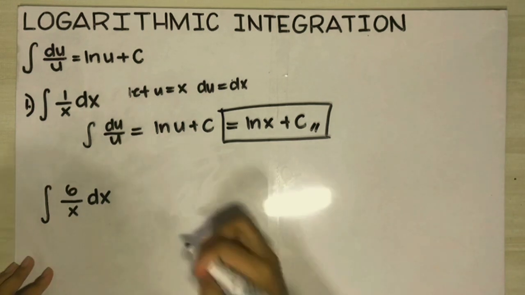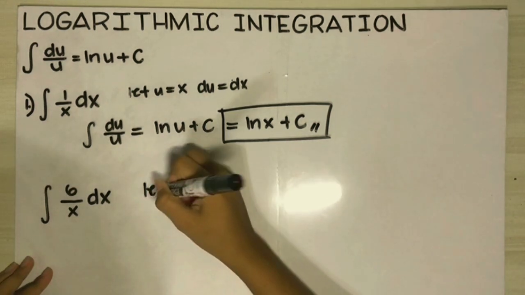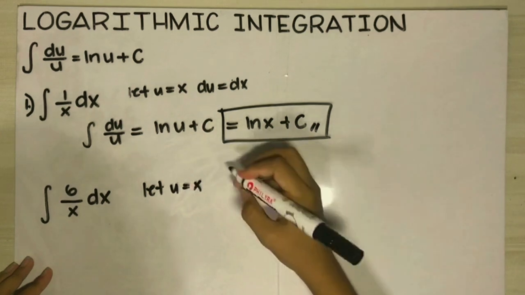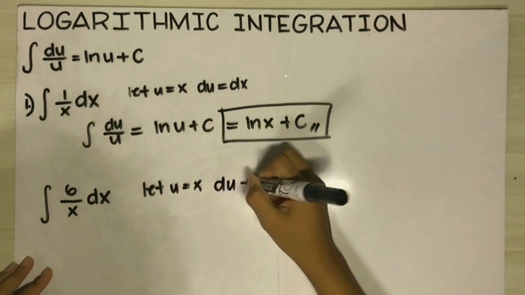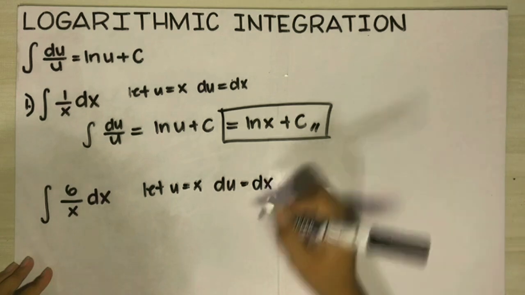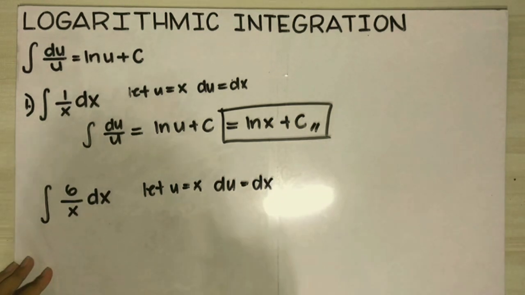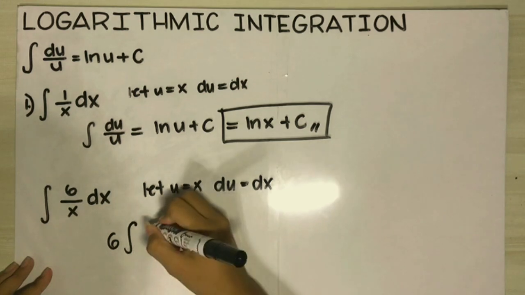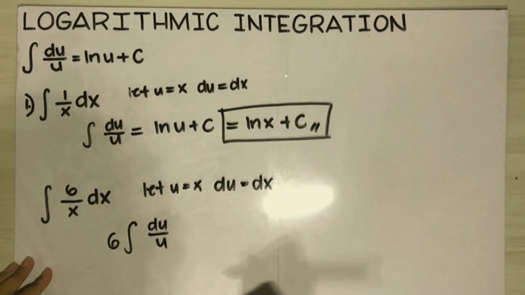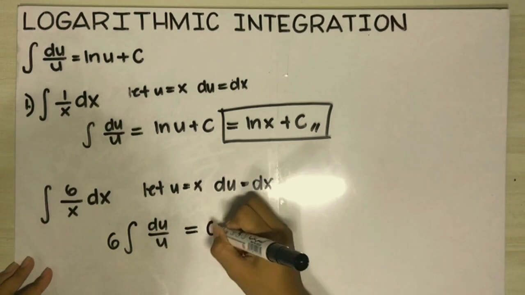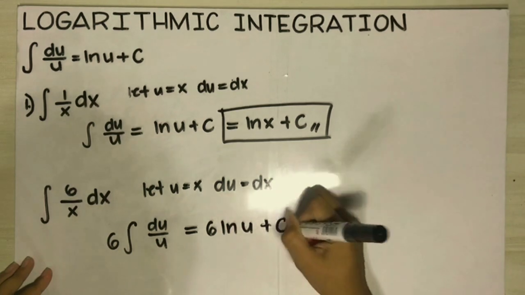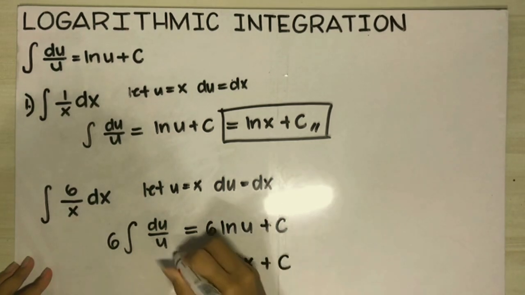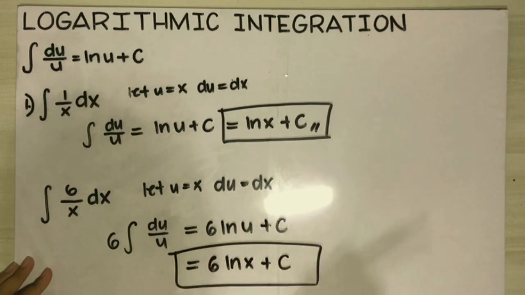This example is the same, the integral of 6 all over x dx. So let's do the same steps. Let's use the u substitution. And then, let's separate the constant, the 6, and use the formula for logarithmic integration. So this is our final answer.